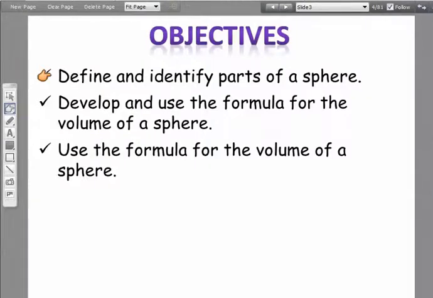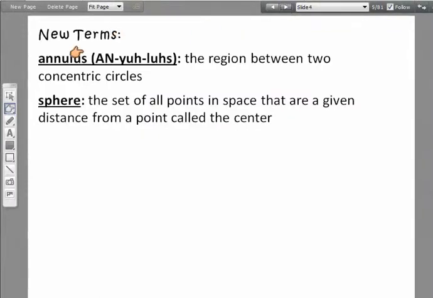What we're going to do in this lesson is define and identify parts of a sphere, develop and use the formula for volume. Now notice we're doing volume first this time instead of surface area. Really confused me when I was putting together the recordings.